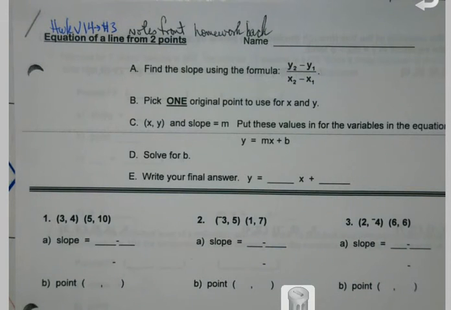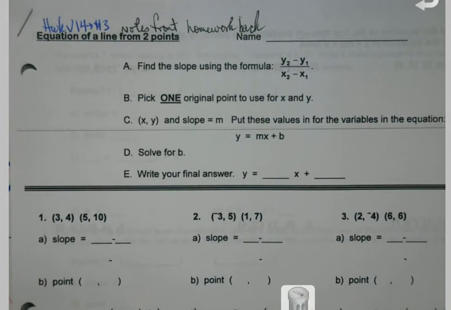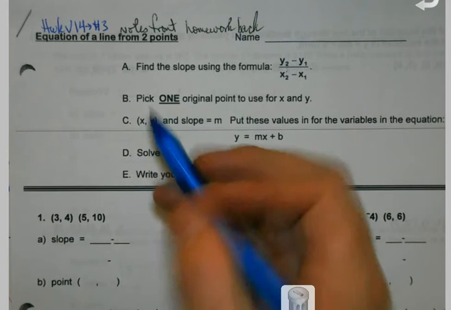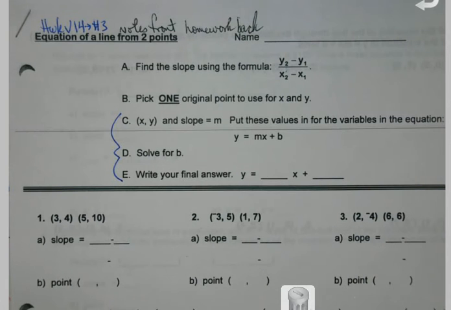So I look at the top, and that tells me all the steps that I need to do this successfully. Find the slope. We've done that with 2 points. Pick one of the points to use for my x and my y. And then plug those in. When it gets down to here, this is like what we've been doing for the past 2 days. So really the only thing that's going to be new is I got to find the slope first. So let's see how this works.